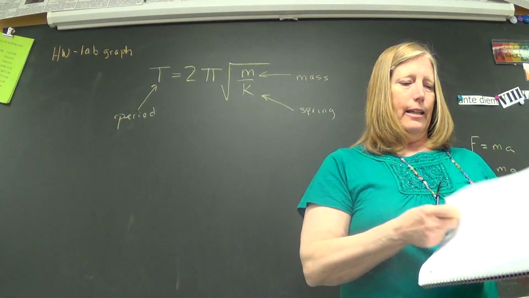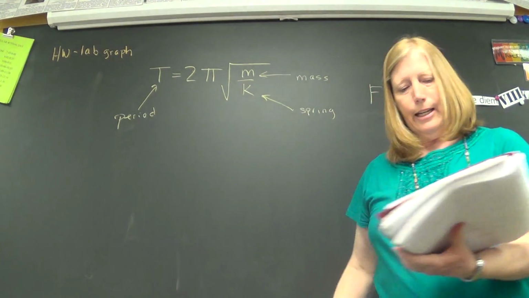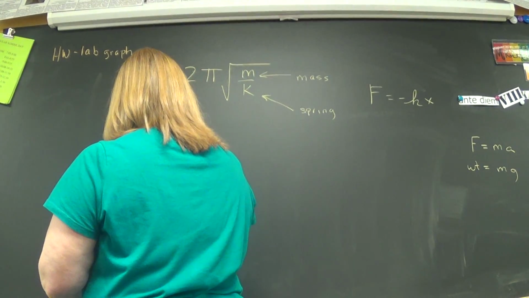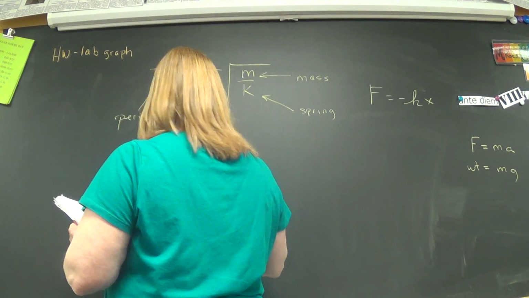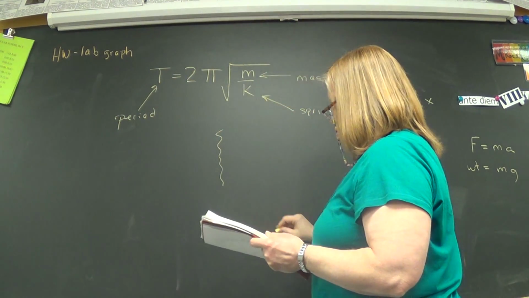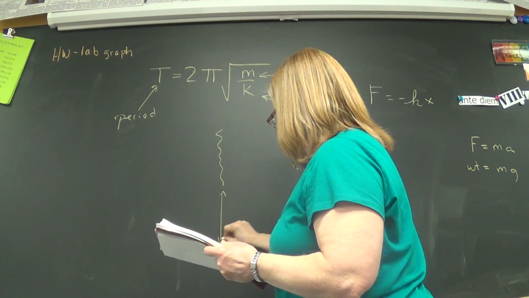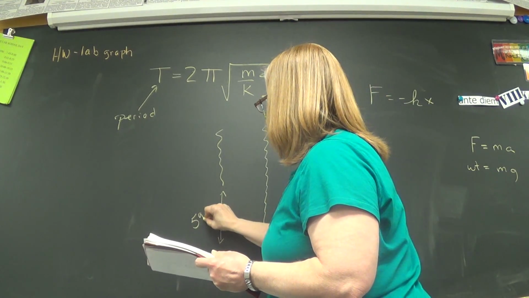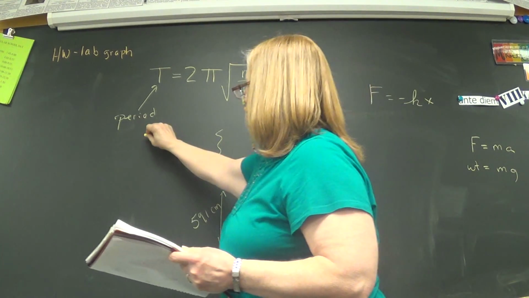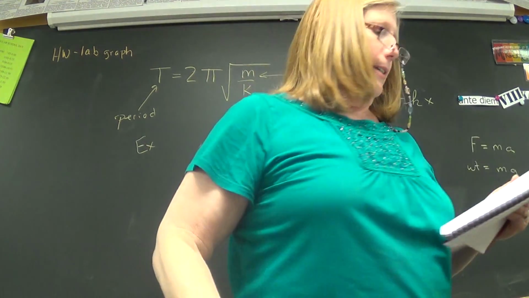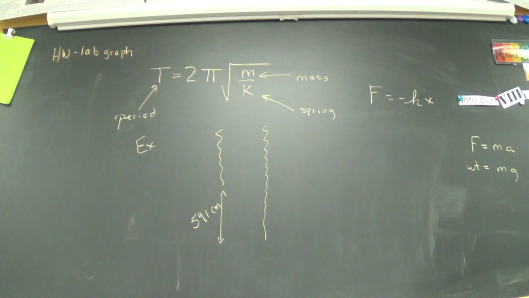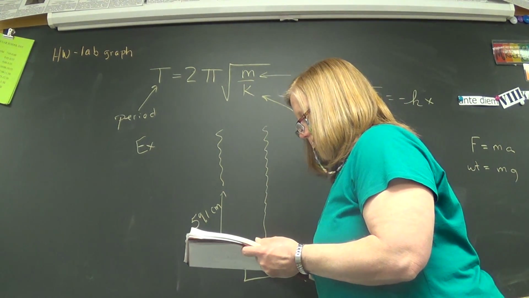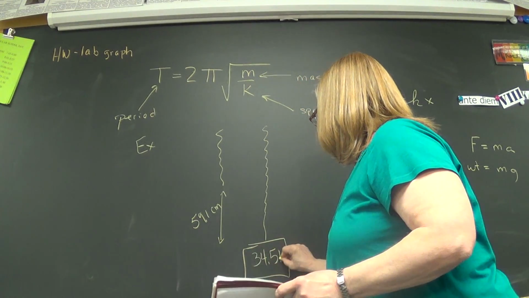Draw, what shall we put on our spring? How about a boring old mass? Here's the example. We have a regular spring with nothing on it, and we're going to pull it down in the next snapshot. We're going to pull it down 59.1 centimeters. So sketch that as well. This is an example using this formula. So draw that. The mass at the bottom is 34.5 kilograms.